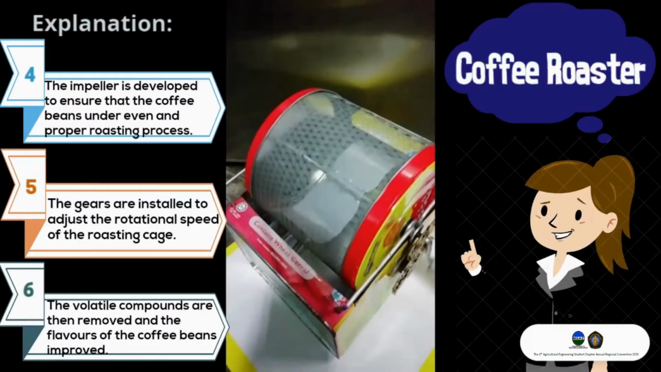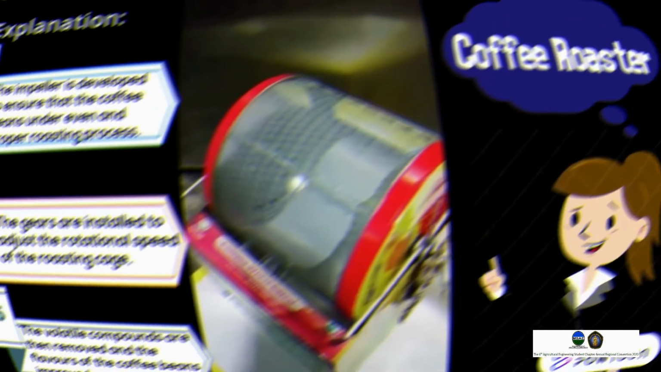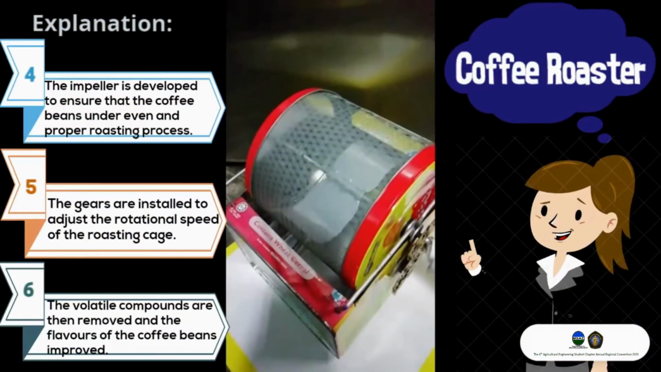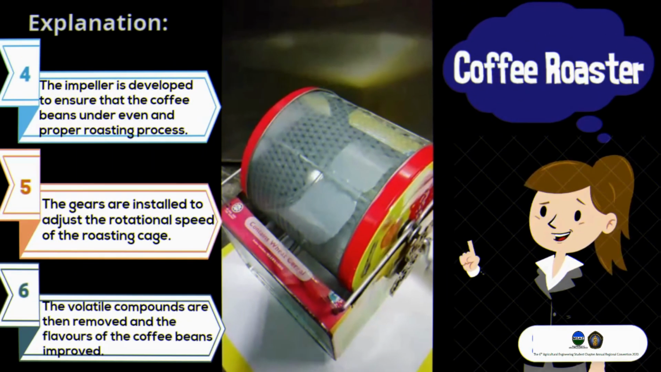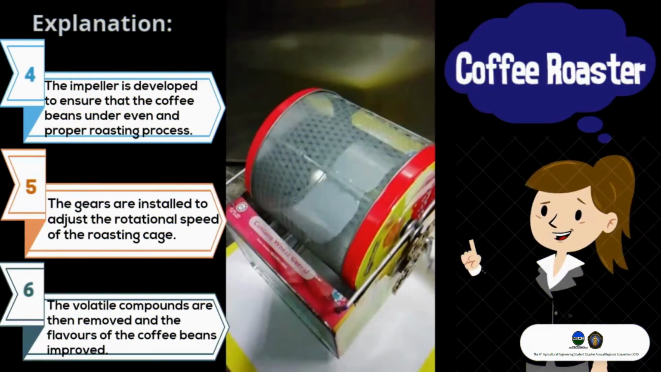The impeller is developed to ensure that the coffee bean undergoes an even and proper roasting process. Next, the gears are installed to adjust the rotational speed of the roasting cage. And finally, the volatile compounds are removed and the flavors of the coffee bean improved.